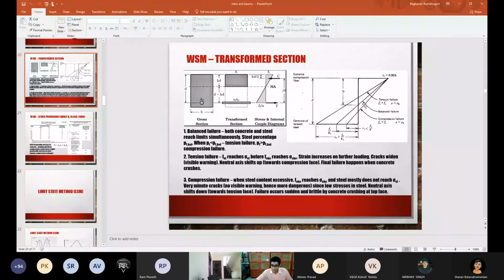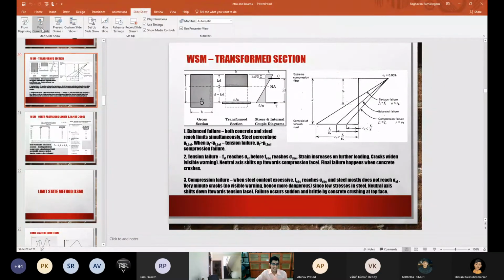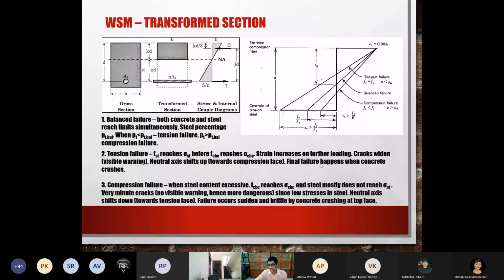Okay, now here, looking at this picture. Okay, come back to my slides. Are you able to see my slide? Yes, sir. Okay, now your K is greater than KB. By looking at this picture, what failure do you think it is?